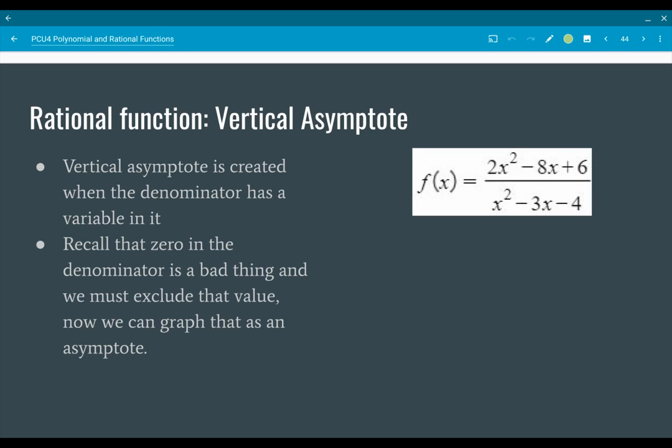So vertical asymptote. Your vertical asymptote, we've already looked at a little bit when we first looked at rational functions, because we talked about what your denominator couldn't equal. We talked about it as a domain restriction. Well, that domain restriction graphically ends up being a vertical asymptote.